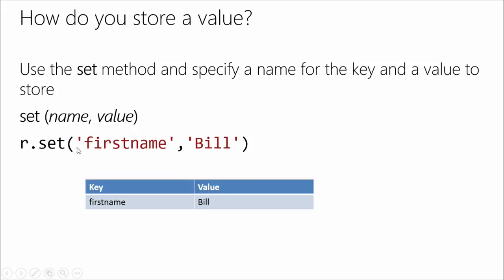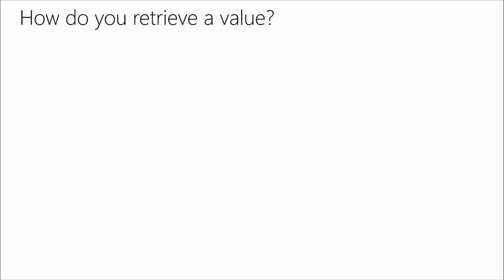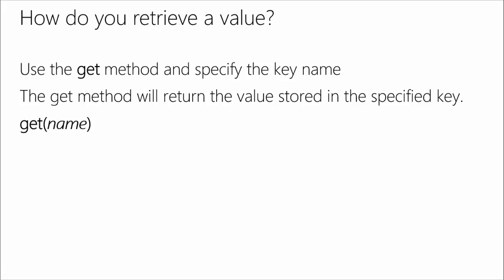If you take a look at this, I call my set method. I specify my connection name, which is r, and I specify that the name of my key is going to be first name, and then I specify the value Bill to be stored for that particular key. That's going to store this value for me in Redis. When I want the value back, I can do that by using the get method. So I use set to store a value, and I use get to ask for the value back.